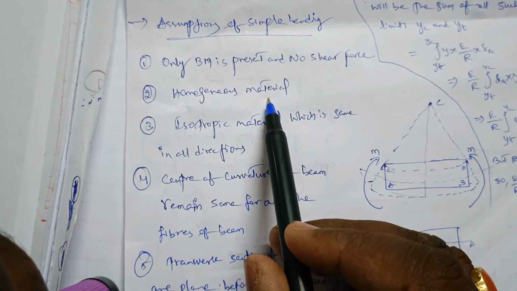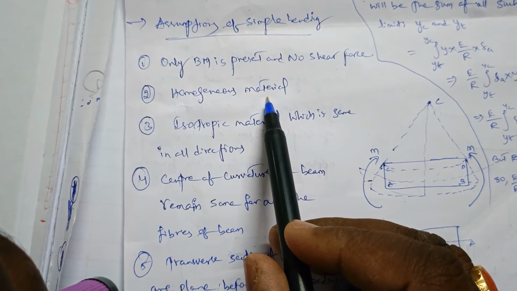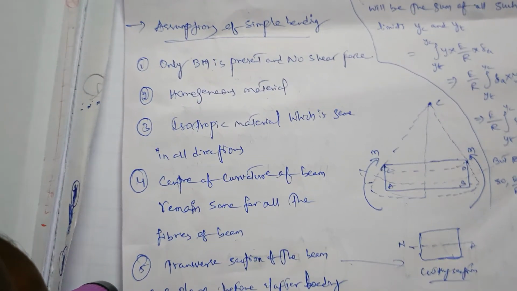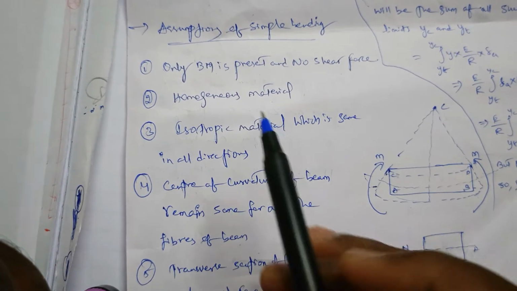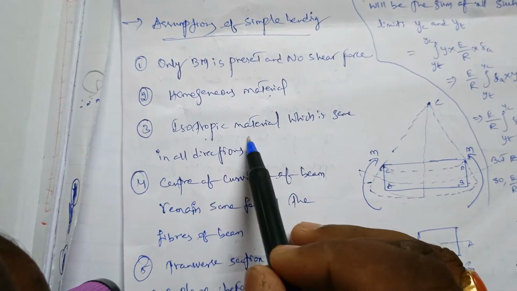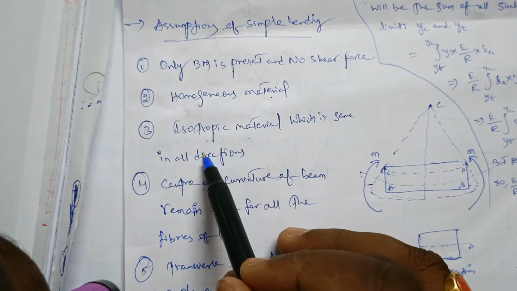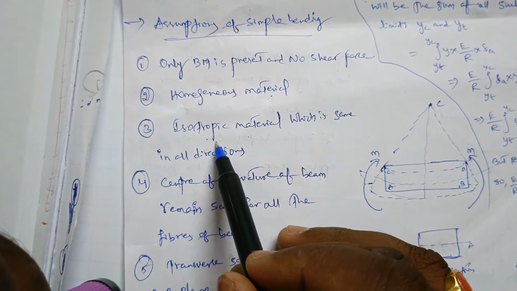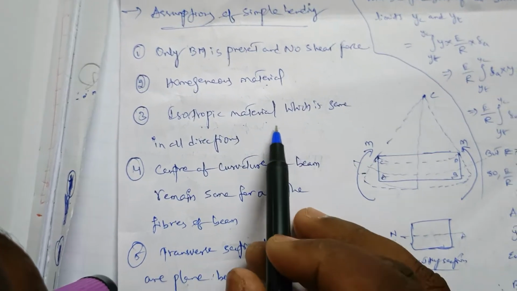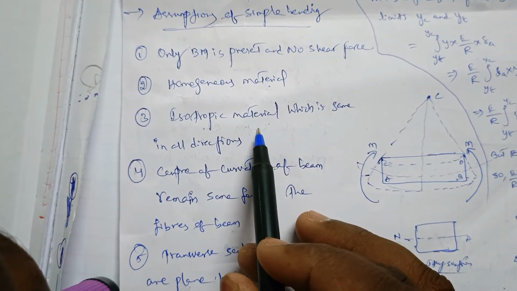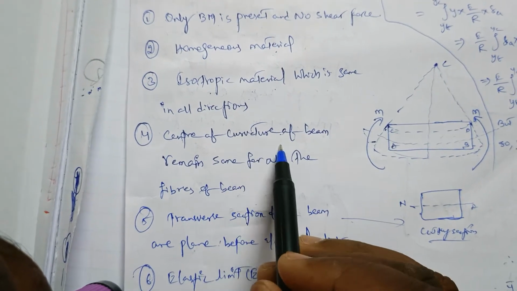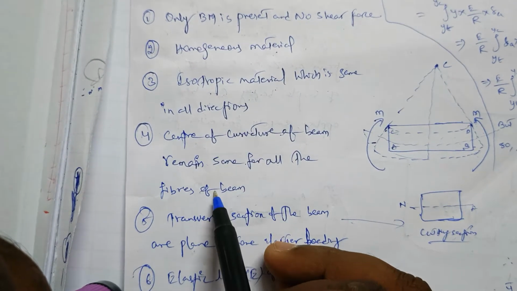And it is a homogeneous material, so in all directions it will be the same. That's why we call it homogeneous throughout the length and breadth of the beam. Next is isotropic material, which is the same in all directions, because the length and breadth will be the same in all directions. And the fourth one is the center of curvature of the beam remains the same for all the fibers of the beam.